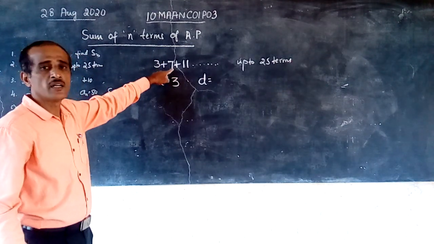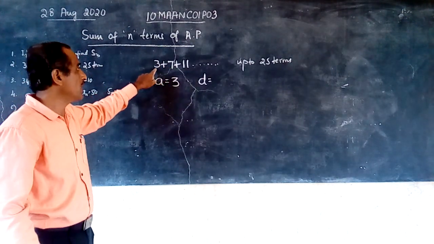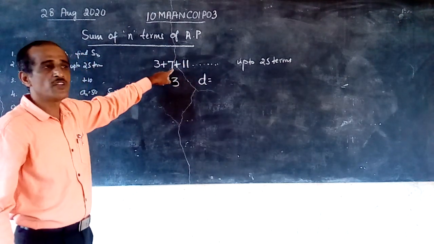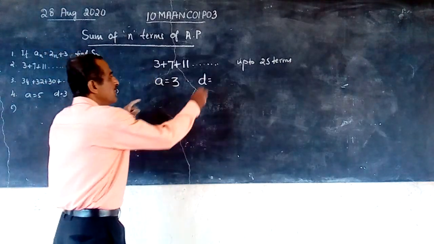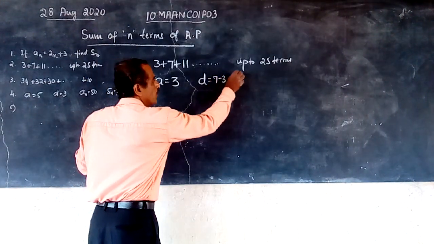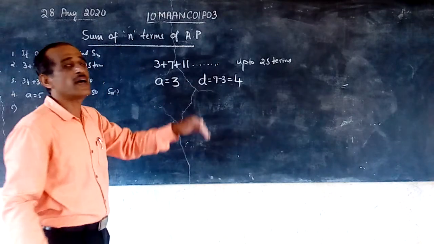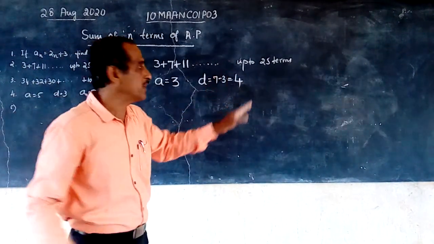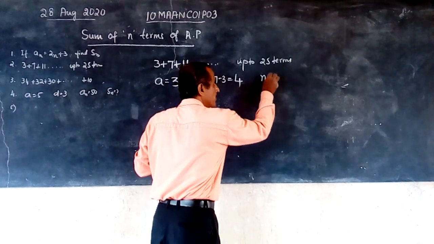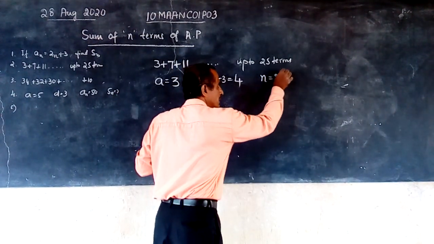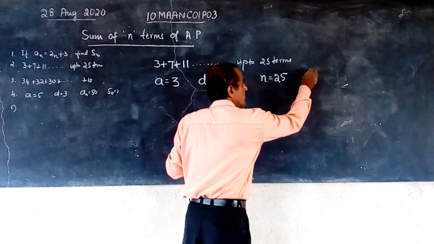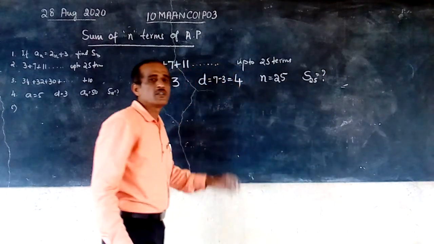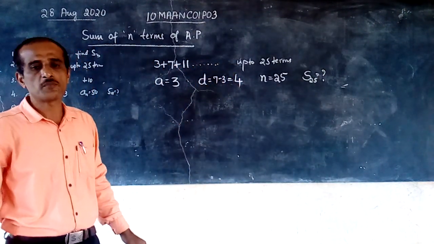What is d here? d means a2 minus a1, or a3 minus a2, or a4 minus a3. So 7 minus 3 is equal to 4. d is equal to 4. Then it asks you to find the sum up to 25 terms. The number of terms is 25, so n is equal to 25. It asks you to calculate S25, the sum of 25 terms.